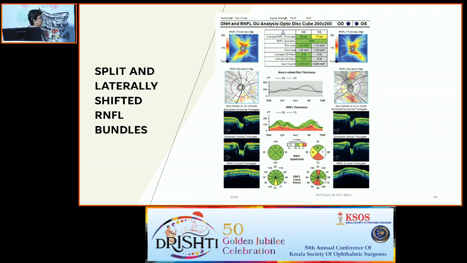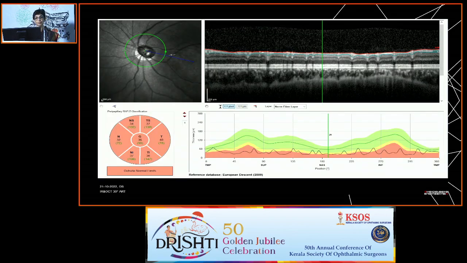Now, this is a very, very rare instance. I personally have not seen such a case. This is from the literature where you have a split RNFL. You can see the split over here, which is a normal anatomical manifestation, which leads to thinking that this might be a notch or leading to a glaucoma. This also causes a lateral shift of the RNFL bundles. Again, this patient is more likely to be labeled as normal.